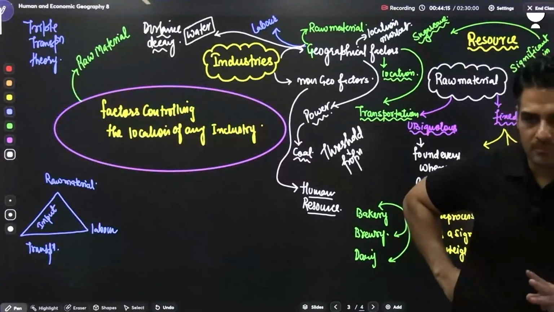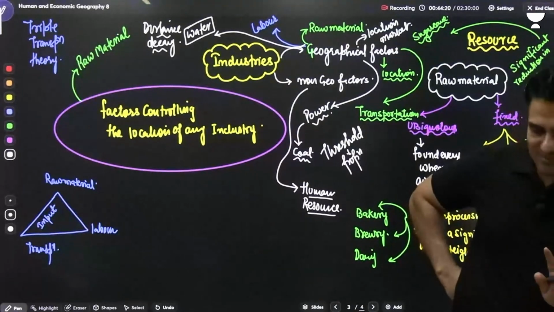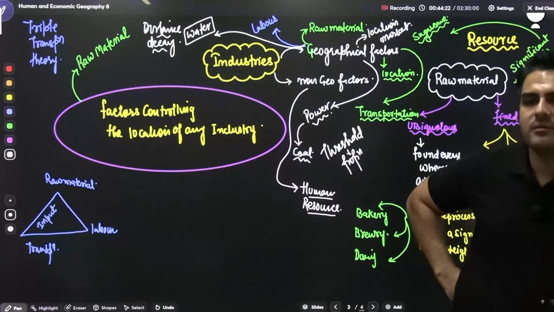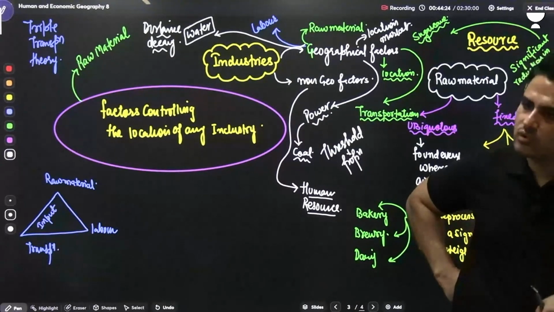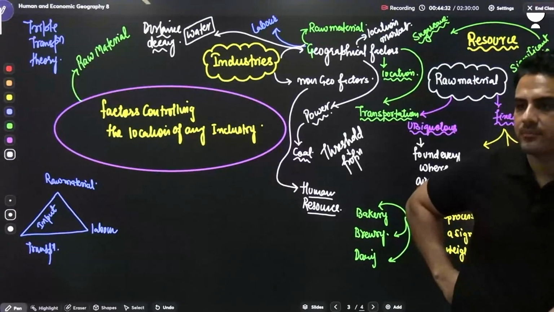Let me give you an example. If any of you is an engineer, and tomorrow say you don't become an IAS, then it is not necessary that you will stay in Delhi. Wherever you get a job, it will be easy to migrate, because what is per capita income for you? More. Those who are unskilled, they will tend to stay in situ conditions.